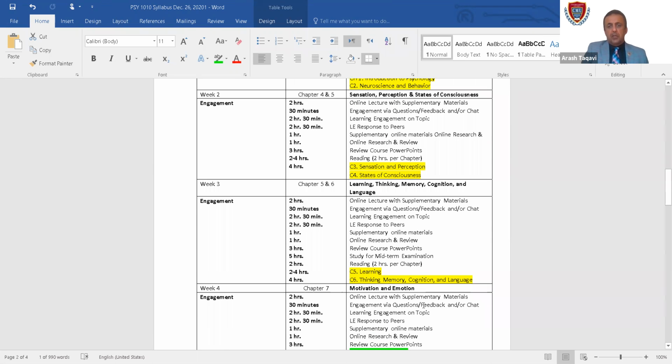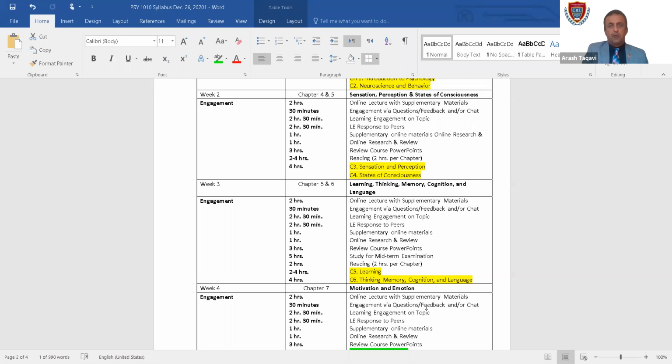And in week 3, we will talk about two major parts, which are very popular, very current in all aspects of your life. At first, we will talk about learning: how we learn, hidden learning, observational learning, conditional learning, and different aspects of learning.